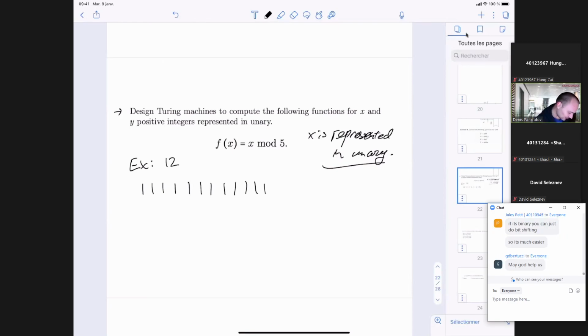Okay, so for something like 12 mod 5, one possible strategy is that the machine needs to count 5 ones in the input and mark it. So one possibility is to say, okay, I've seen 1, 1, 1, 1, and then the 5th one, I'm going to mark with a 0, overwrite it. Then I'm going to go 1, 1, 1, 1, and I'm going to overwrite it with 0. And then I go 1, 1, and I see a blank.